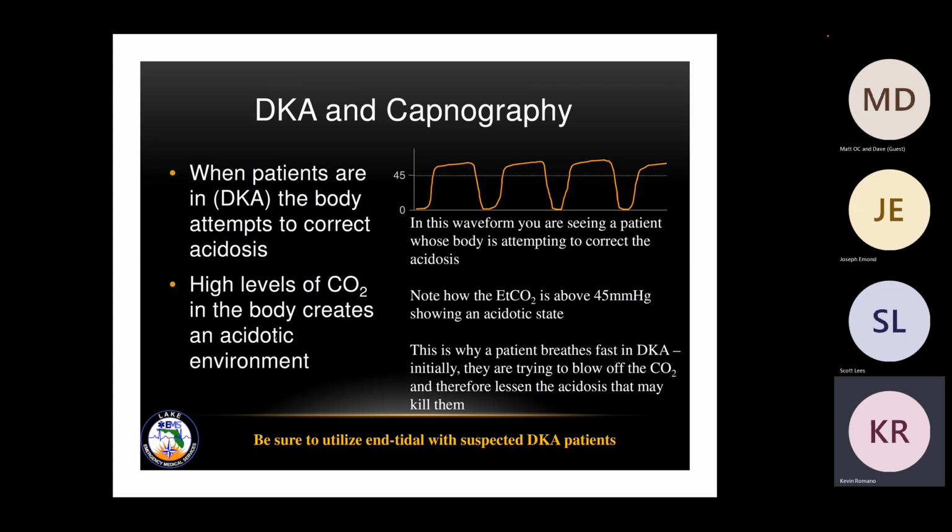By doing so, you're going to have a high level of carbon dioxide in the body, which creates an acidotic environment. As you can see here in the waveform, the patient's body is attempting to correct the acidosis. Note that the end tidal is above 45, showing an acidotic state. This is why patients breathe fast in DKA initially, because they're trying to blow off that carbon dioxide and therefore lessen the acidosis that may kill them. So again, if you're a patient who's in DKA, throw them on end tidal.